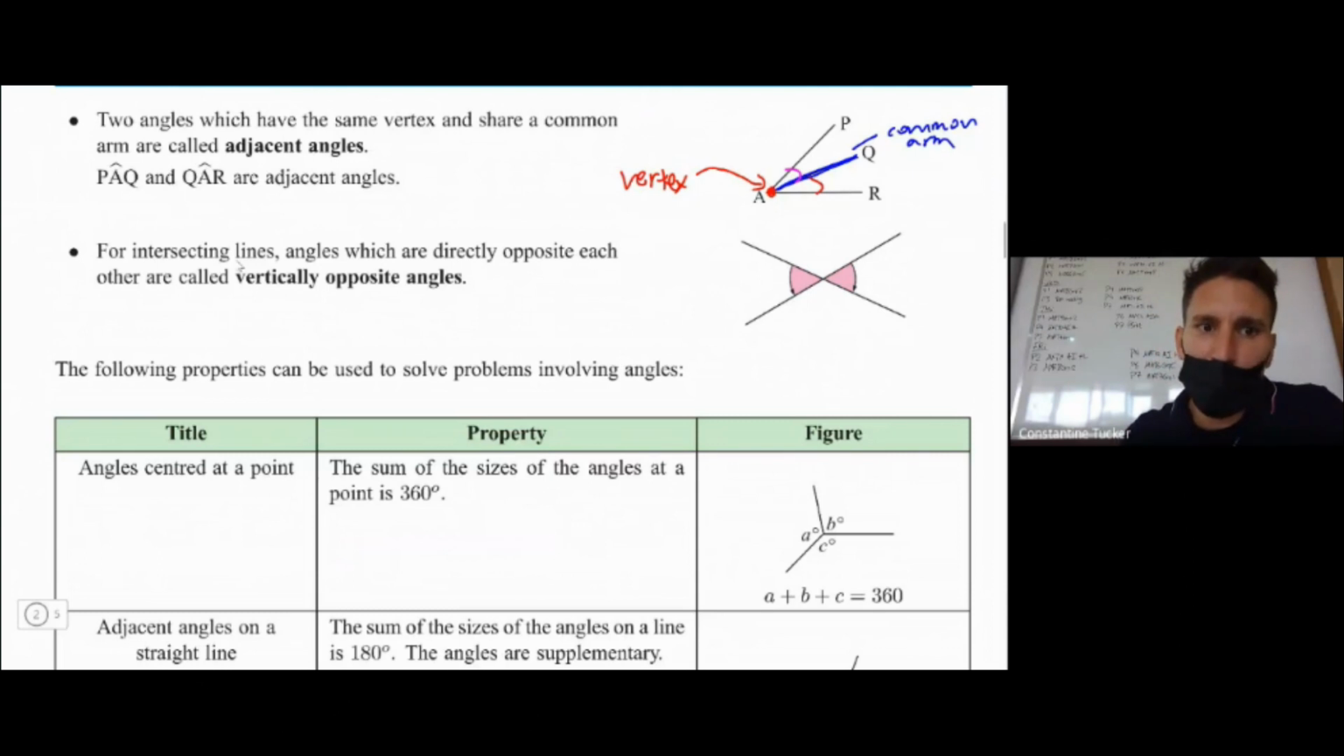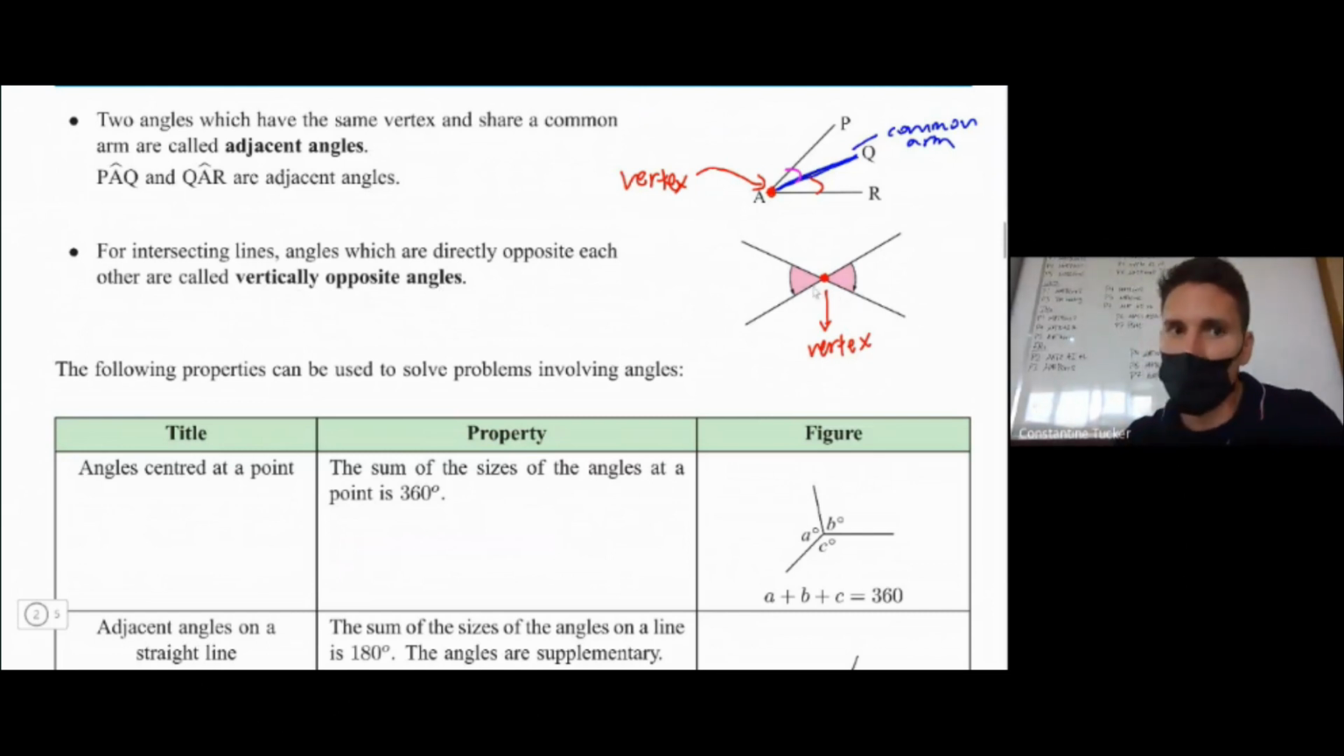Now, for intersecting lines, we're now getting into the juicy bit, okay? So this is a really important bit, so focus. For intersecting lines, angles which are directly opposite each other are called vertically opposite angles. Now, this vertically comes from this point here, because this point here is called the vertex, like we saw before. So these are vertically opposite because they're opposite on the other side of the vertex. That's where this name comes from.